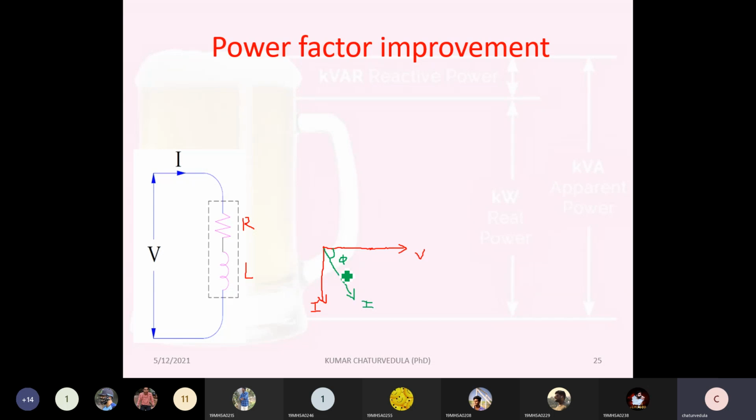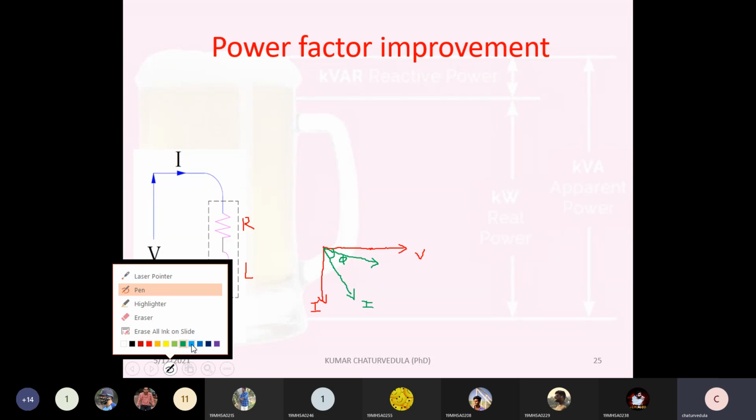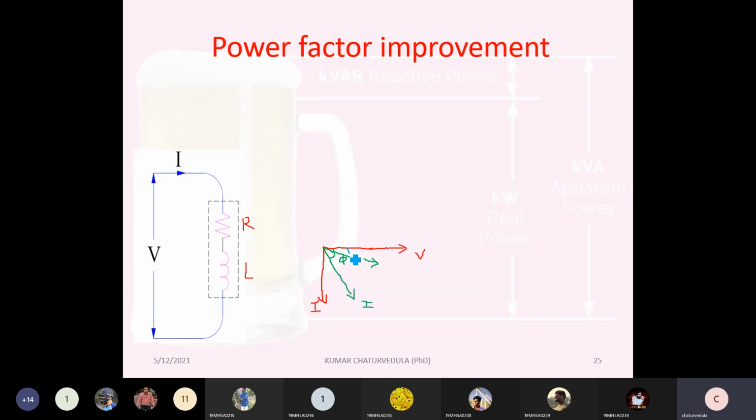Now the objective is to reduce the angle by placing a capacitor. Suppose after placing the capacitor, the angle is reduced to something like this. Now the new angle is this one. Let this be the new angle, which we represent as phi c. Because of the presence of the capacitor, this angle has come down like this. If the angle is reduced, it means nothing but the power factor is improved.